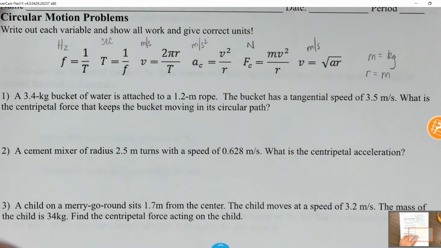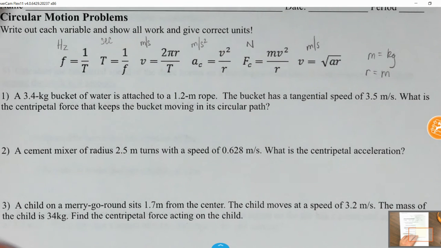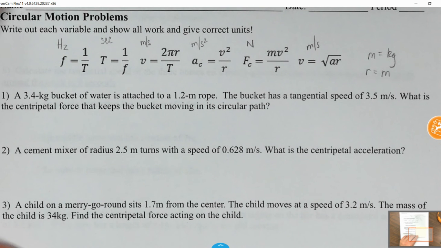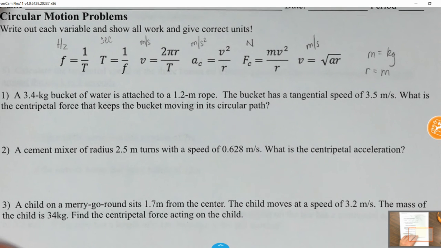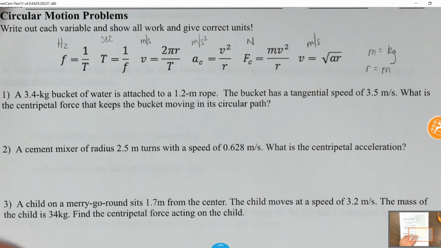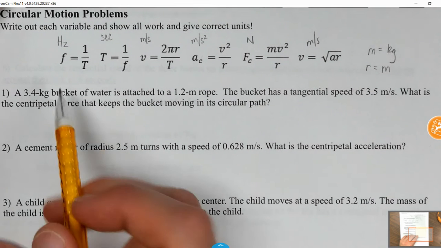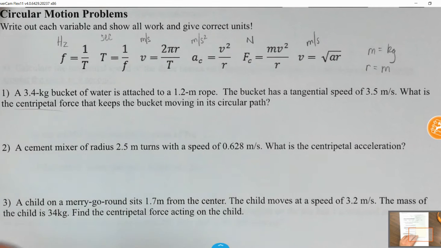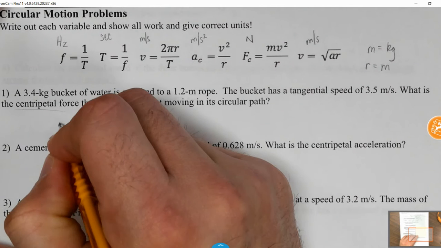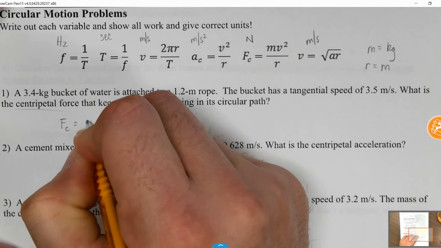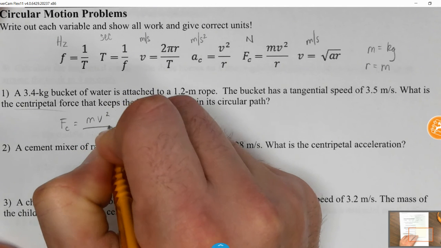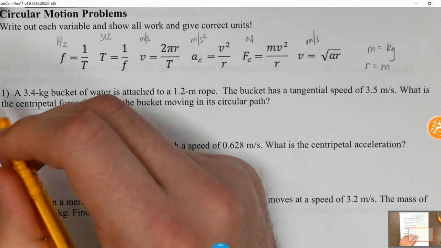All right, so we read this. You got a 3.4 kilogram bucket of water that is attached to a 1.2 meter rope. The bucket has a tangential speed of 3.5 meters per second. What is the centripetal force that keeps the bucket moving in its circular path? So they pretty much just straight up said to us what we want. They want a centripetal force, so we need mv squared over r.